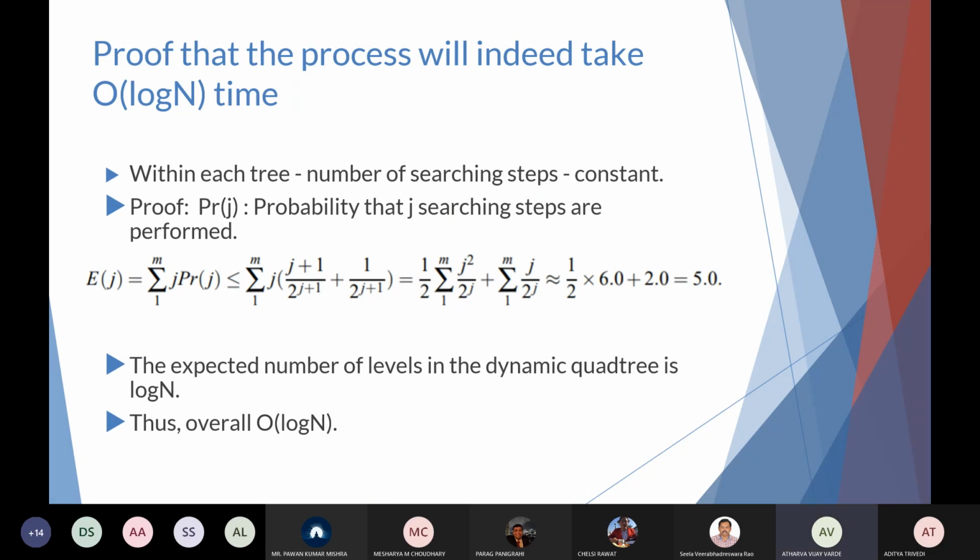We can prove that the number of searching steps in each tree is constant, and the number of trees, that is the number of levels in this dynamic quad tree, is log n. Because how are we building these trees? For each point we take it in the next tree with probability half. So after log n trees, the probability is that no more new trees will be formed. So the total number of trees is of the order log n. Thus, the overall order of searching and insertion is O(log n).